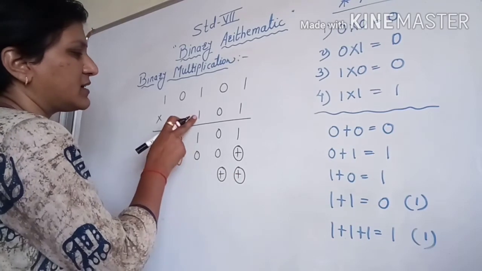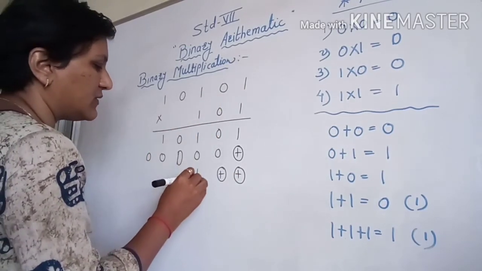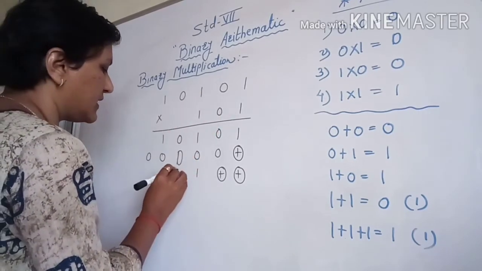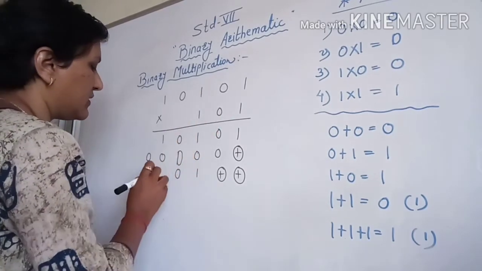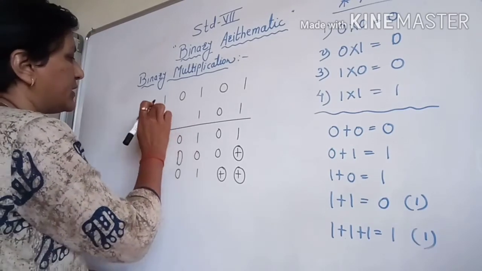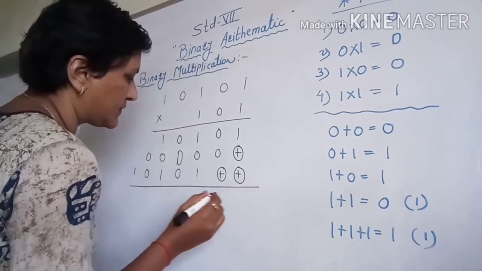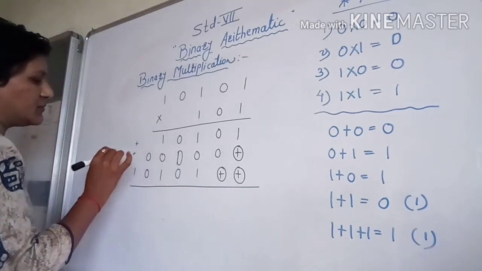Now multiplying with the help of this number 1. 1 into 1 will have the value 1. 1 into 0 will have the value 0. 1 into 1 will have the value 1. 1 into 0 will have the value 0. 1 into 1 will have the value 1. Now we will add these numbers.